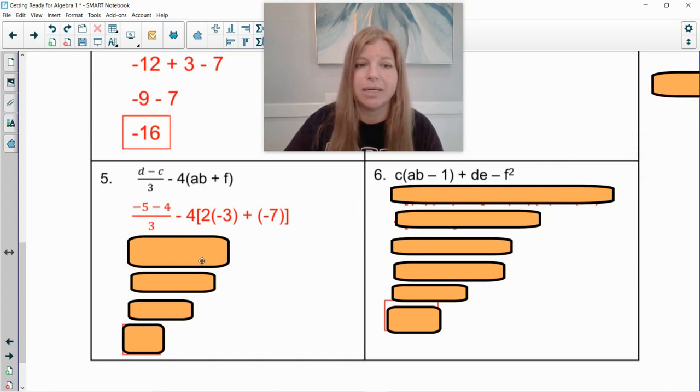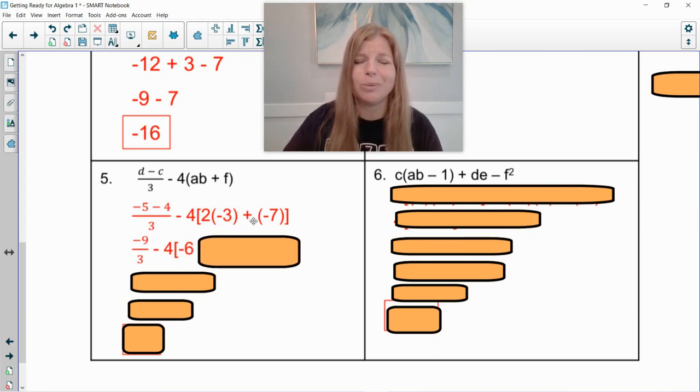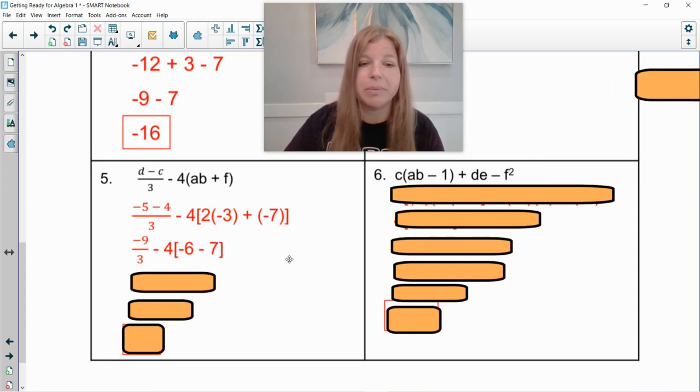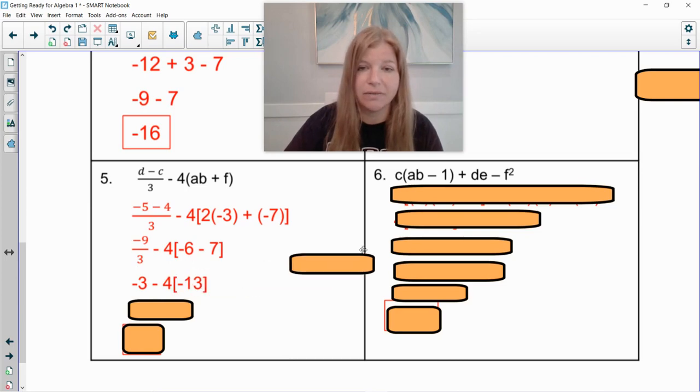So there's a lot going on here. -5 minus 4 is -9, so I can simplify that part of my fraction. So I have -9 divided by 3 minus 4. Now I need to take care of what's in here. 2 times -3 is -6. And then remember, we don't want to use double signs. Plus a -7 really means just -7. So that would be the better way to write it. I can simplify my fraction up front. -9 divided by 3 is -3 minus 4, open bracket, -6 minus 7 is -13.